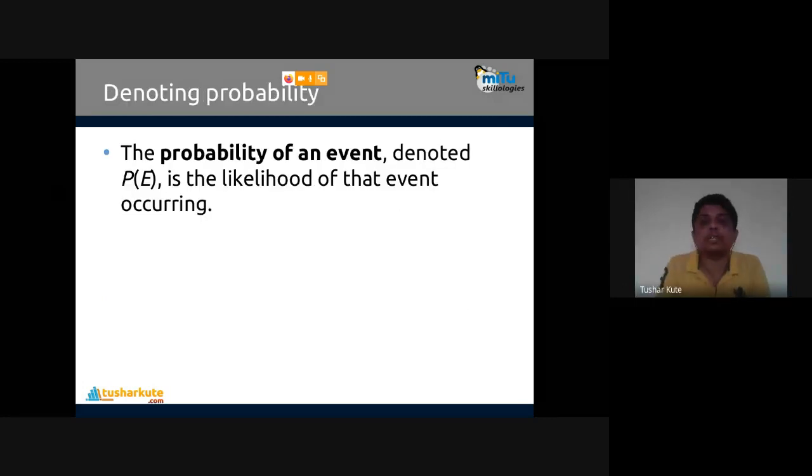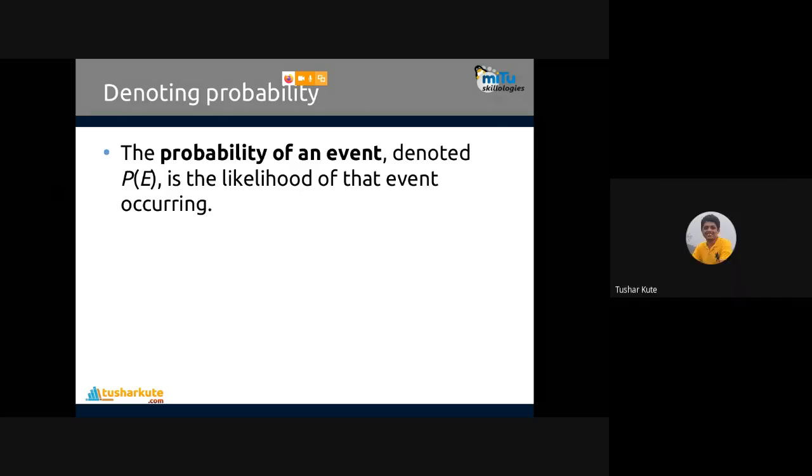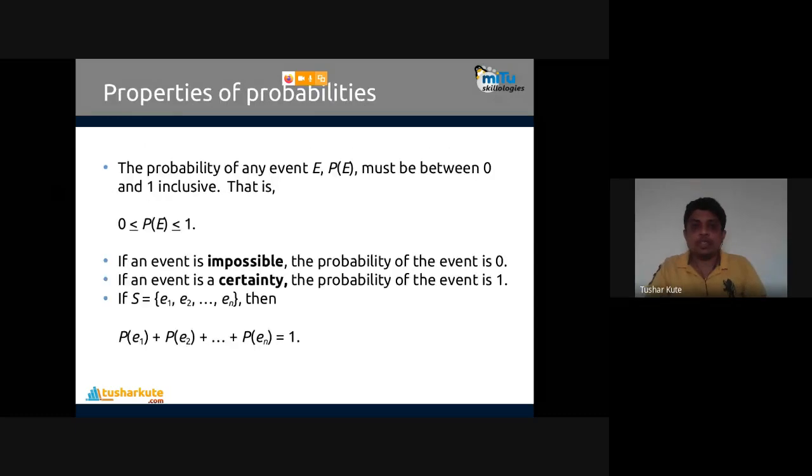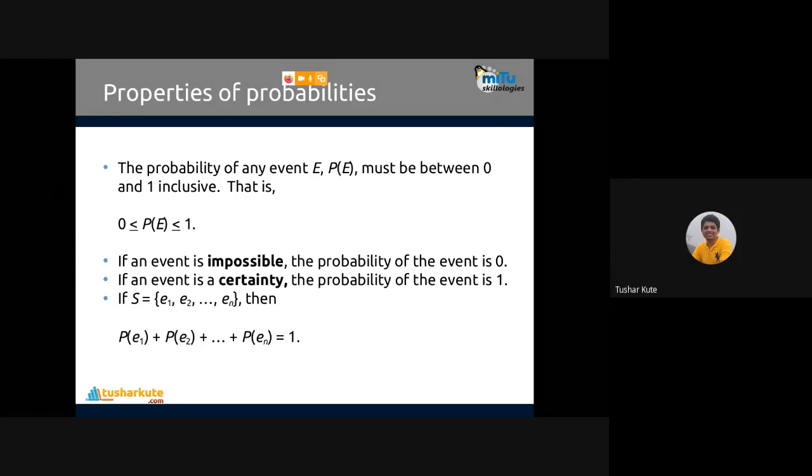How do we denote the probability? E is the event. The probability of an event is denoted by P(E): P, and in round brackets we write E. It is the likelihood of that event occurring. The likelihood of that particular event is P(E). There are some properties that probabilities have. Just go with the denotations, because when you have to put this in statistical format, we are going to use this method. So it is recognized what the meaning of it is.